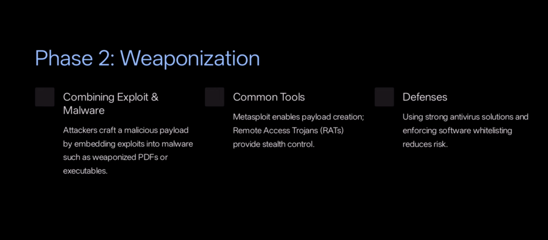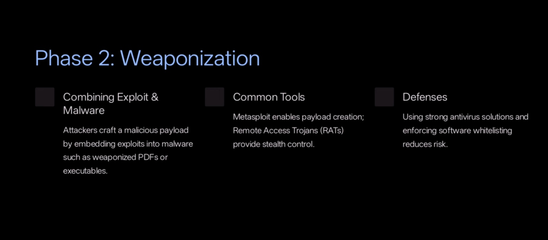3. Components of weaponization. A. Exploit. An exploit is a piece of code that takes advantage of a vulnerability in a system, application, or service. Exploits can be known vulnerabilities, publicly disclosed and often patched. Zero-day vulnerabilities, previously unknown and unpatched, making them highly valuable and dangerous.